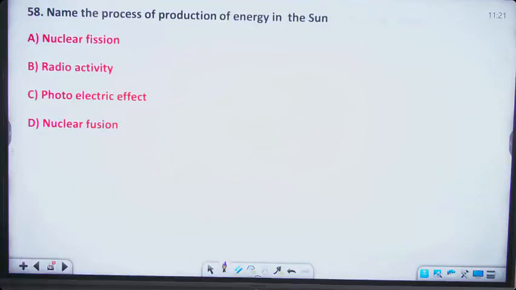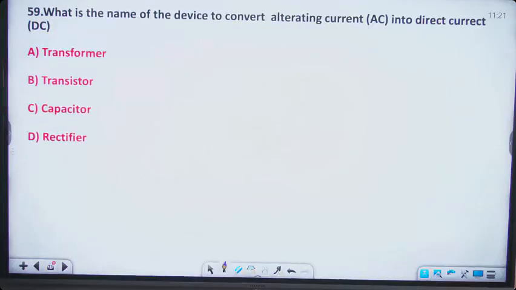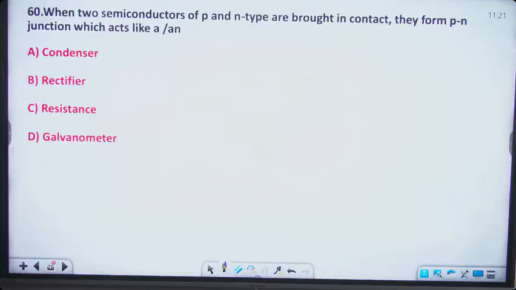Name the process of production of energy in sun. Nuclear fusion. What is the name of the device to convert AC to DC? AC to DC is converted by a rectifier. When two semiconductors of P type and N type are brought in contact, they form a PN junction diode which acts like a rectifier.